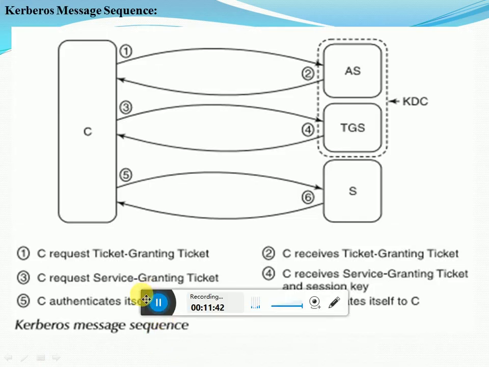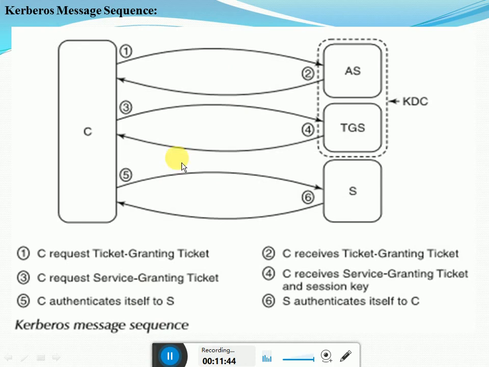Now the authentication system using Kerberos looks like this, where my KDC is divided into two logical units. One is the authentication server, another one is the ticket granting server. The moment the client completes dealing with these two servers, it will get access to the different servers. So this whole Kerberos system works in three steps.